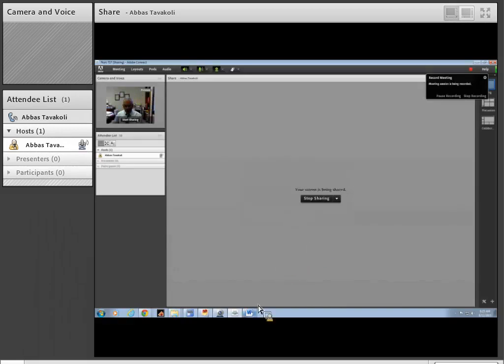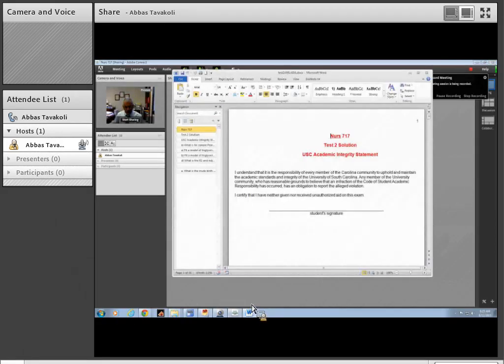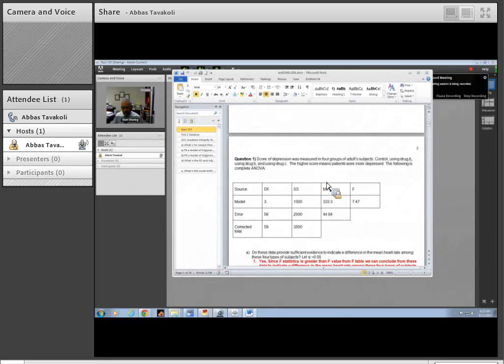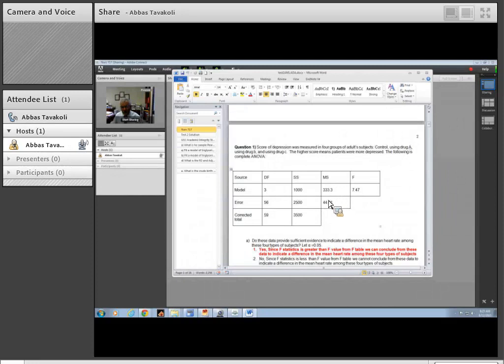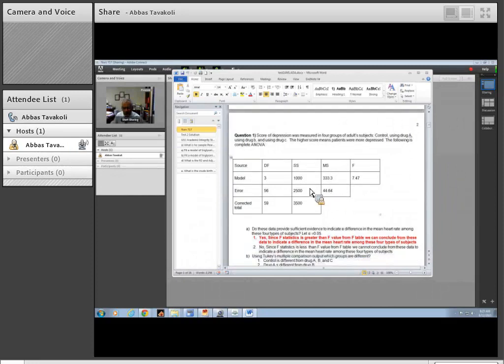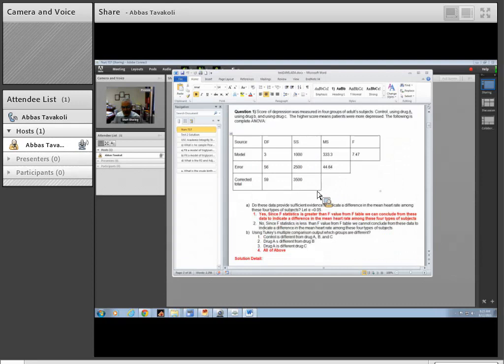Hello, let me go over the solution for test number two. The first problem, we have the ANOVA table as following. We have four groups of adult subjects: control, using drug A, drug B, and drug C. The higher score means patients were more depressed. So the outcome was depression, and this is the ANOVA table.